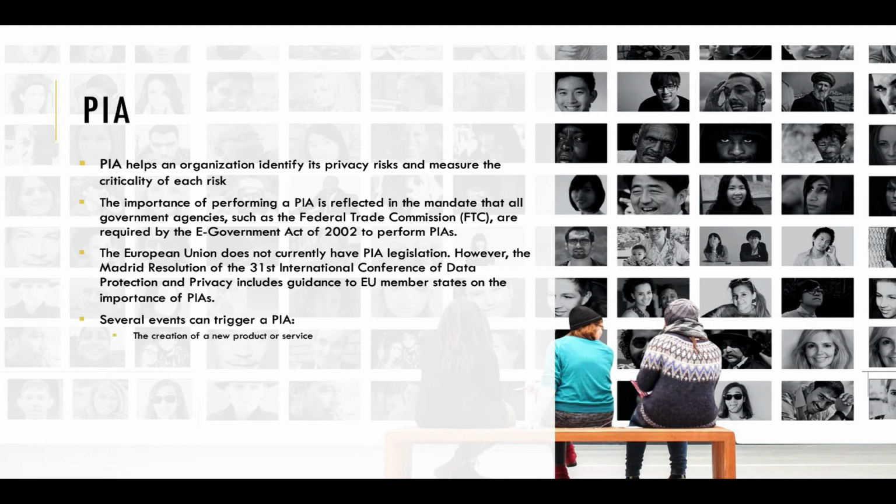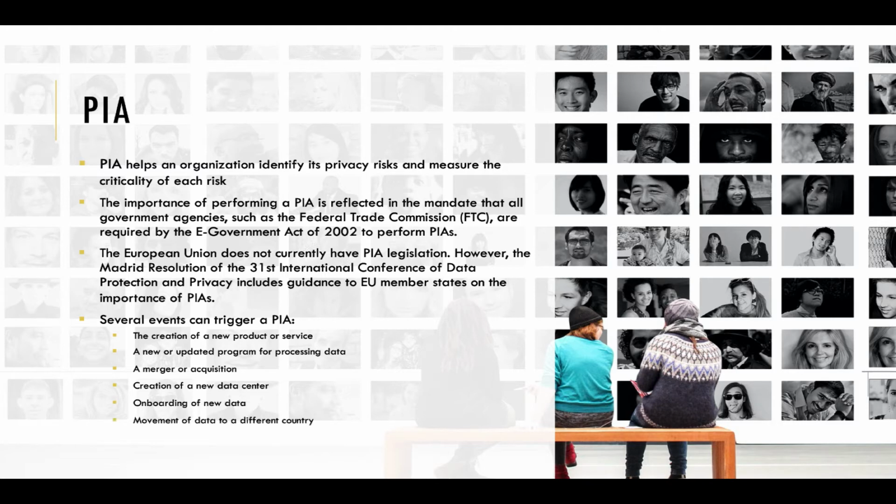Several events can trigger a PIA. 1. The creation of a new product or service. 2. A new or updated program for processing data. 3. A merger or acquisition. 4. The creation of a new data center. 5. The onboarding of new data. 6. Movement of data to a different country. 7. Or changes in regulations governing data use.